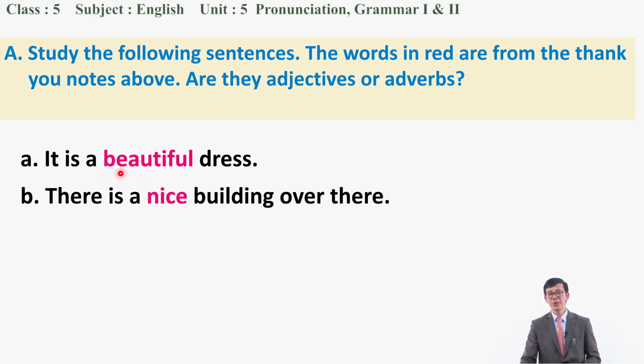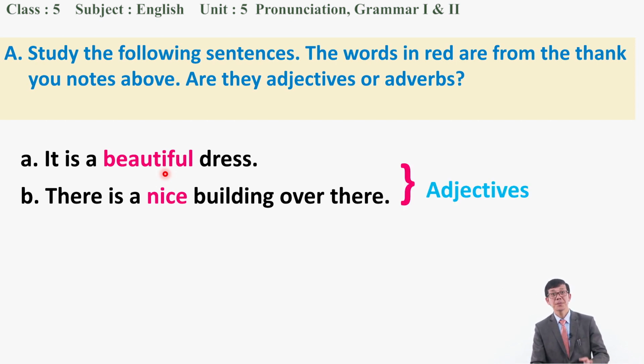So, it is a beautiful dress. So, this "beautiful" is, yes, you are guessing. Again, there is a nice, what? There is a nice building over there. You can see here. So, after discussing the exercise earlier, you can tell me these are not adverbs. They are very good adjectives. Okay, it is a beautiful dress. Where is the verb here? Is there a verb? No verb. If there was a verb, we could say that it is an adverb. So it is a beautiful dress and there is a nice building over there.